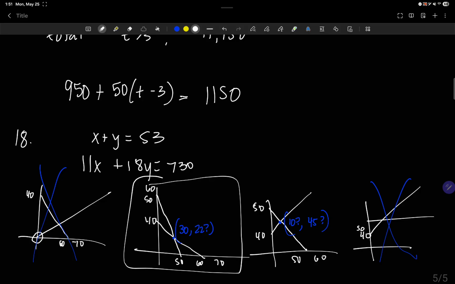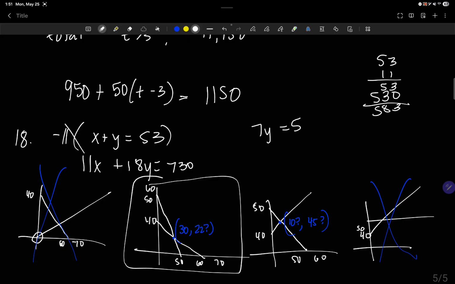Okay, I like elimination best. So I'm going to multiply this one by negative 11. Yep, that's what I would do. So the x's will cancel out. So I'm left with negative 11 plus 18. So is that 7y? Yep. And then I got to figure out what 53 times 11 is. So 5, nope. Because then I also have to add that. It's a negative. And I have to add 730. So I need to work backwards and subtract like an old person.